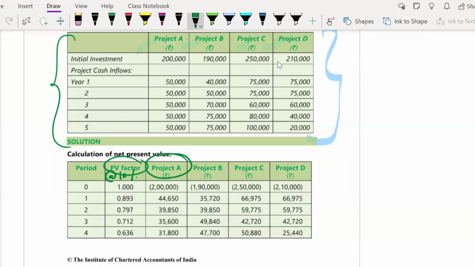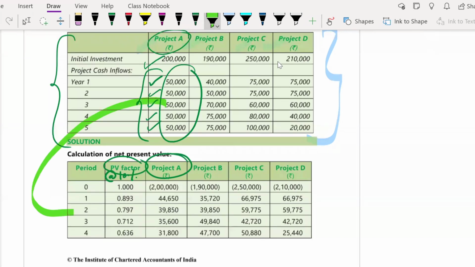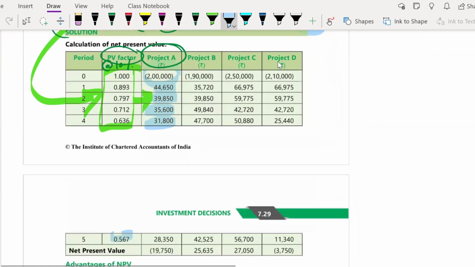What they have basically done is: project A, outflow 2 lakh, year 1, year 2, year 3, year 4, year 5. These are the cash inflows. You have to multiply them with the present value factors. If you multiply all of these with the present value factors, you will get discounted cash inflows of 44,000, 39,000, 35,000 and 31,000. The outflow will be 2 lakh rupees. By this, you will find out your project A NPV as 19,750.